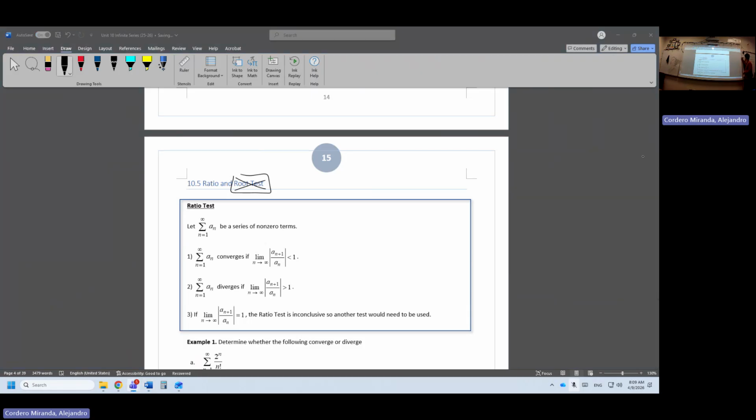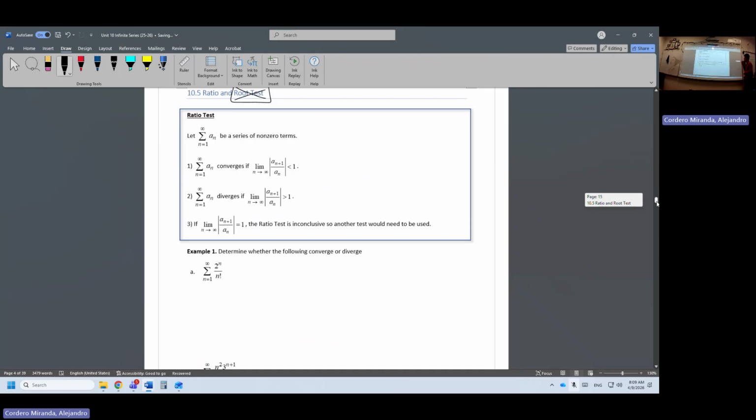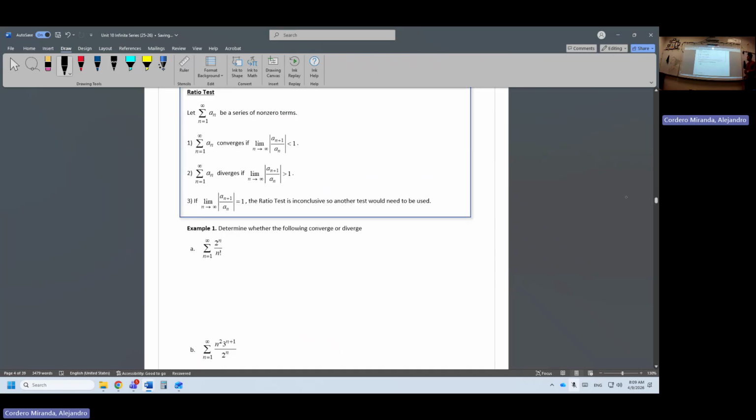Let me make this small. Ratio test says this. Ratio test says essentially that if you take 2 consecutive terms and you take their limit to infinity, then if that ratio is less than 1, then the series will converge, and if you take their limit and that's greater than 1, then it diverges. And this is very, very rare, but if you ever get that the limit is equal to 1, then you have to use a different test. But this rarely happens. Cool.